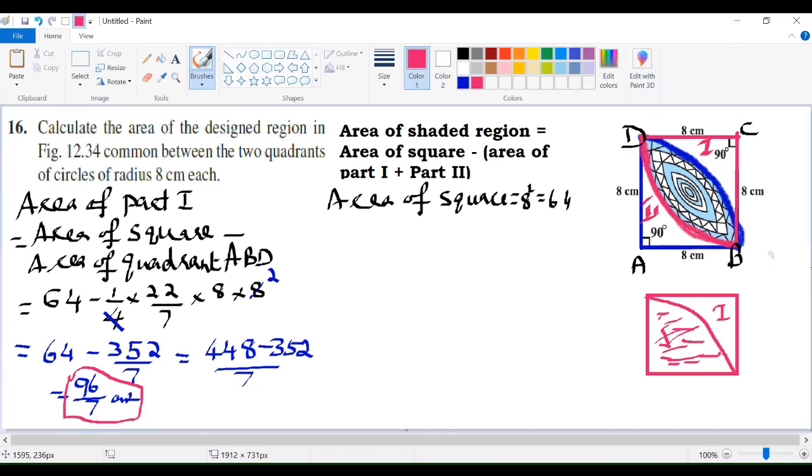So area of white part 2 is also the same, no? So what I can say, area of part 1 plus part 2. Add them. 96 by 7 plus 96 by 7. So it will be 192 by 7.